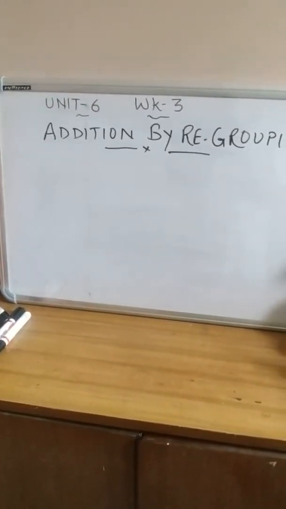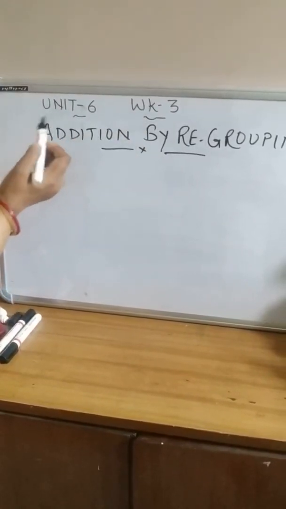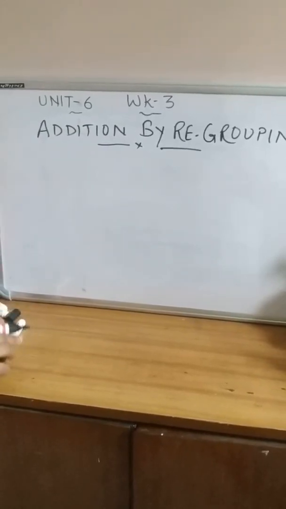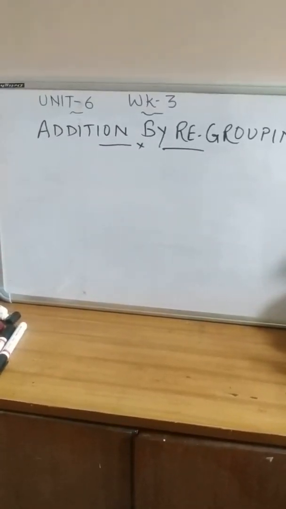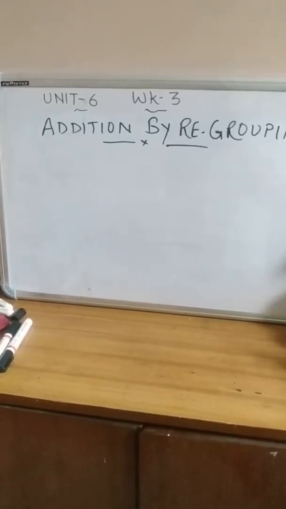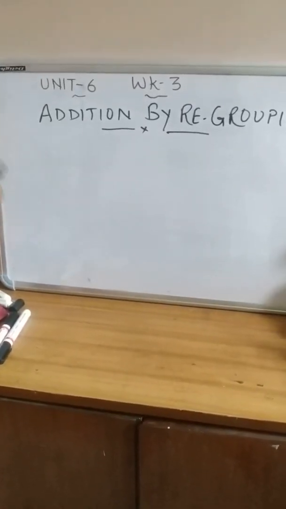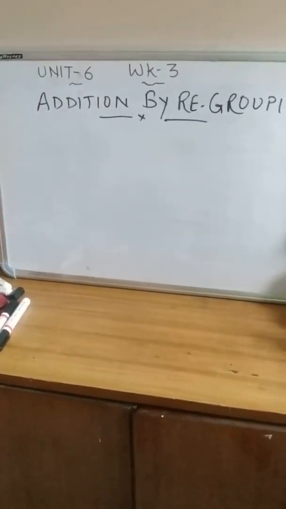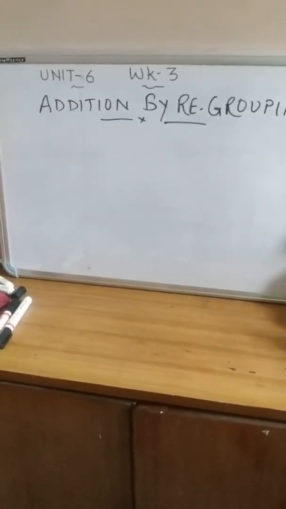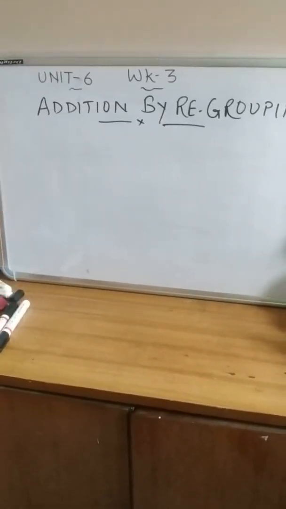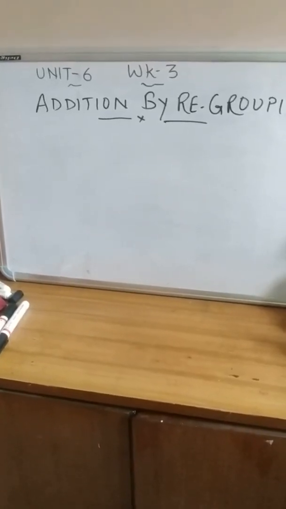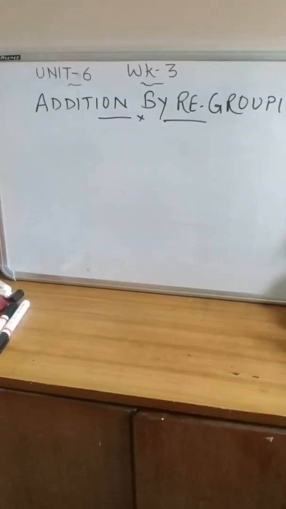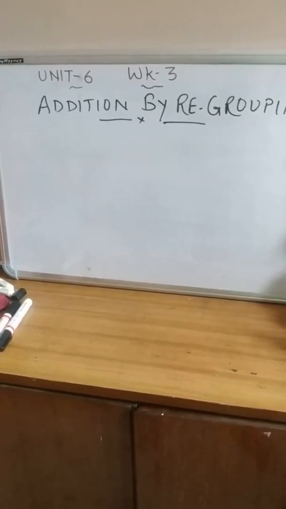Today's worksheet number 3, unit number 6. Addition by regrouping. So children, earlier I have taught you how to add by regrouping in your earlier class, that is by regrouping of the same unit, and then from tens and ones, tens, hundreds, the carryover is given. For example, in ones, if there is a tens digit number, then the tens digit will go as a carryover in the tens place value.